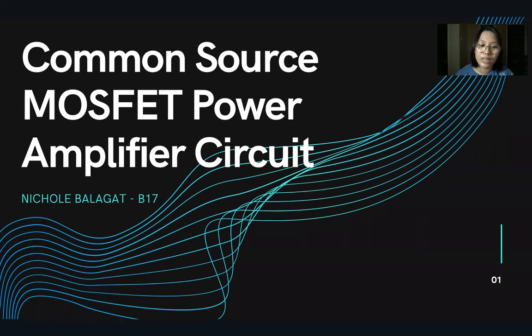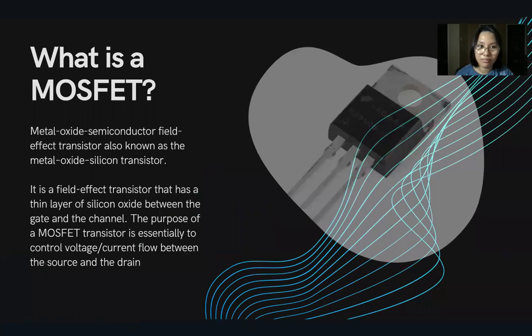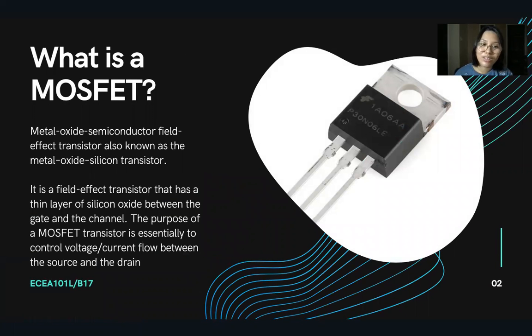First of all, what is a MOSFET? A metal oxide semiconductor field effect transistor, also known as the metal oxide silicon transistor, is a device where the voltage determines the conductivity. It is used for switching or amplifying signals. The ability to change conductivity with the amount of applied voltage can be used for amplifying or switching electronic signals. MOSFETs are now even more common than bipolar junction transistors in digital and analog circuits.